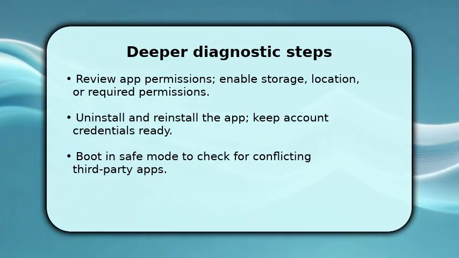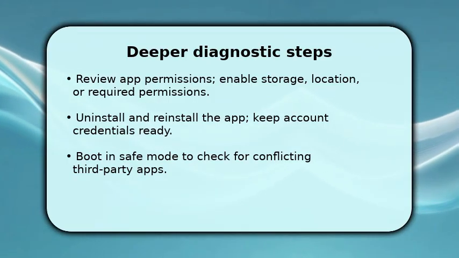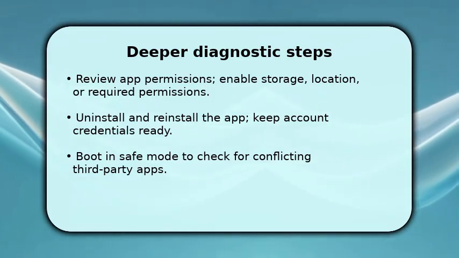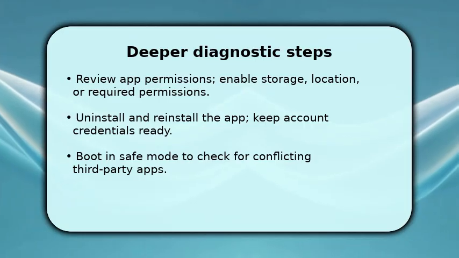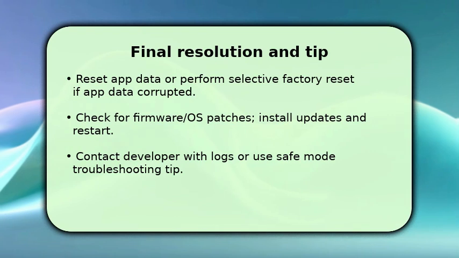If crashes persist, boot the device into safe mode to test without third-party apps. This reveals conflicts. While doing this, monitor battery and CPU spikes so you can correlate resource issues with the stops. You finish by applying final remedies and a key fallback.